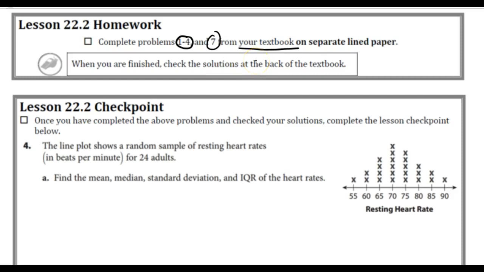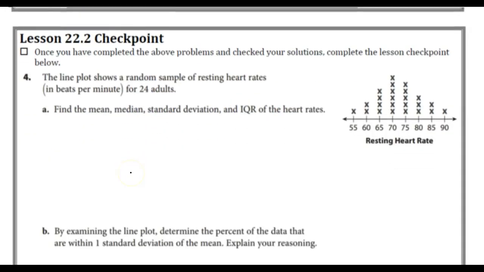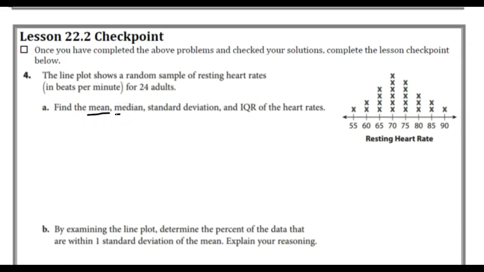For 22.2, they give us a set of data to look at, and it says the line plot shows a random sample of resting heart rates of 24 adults. They want us to find the mean, median, standard deviation, and IQR.